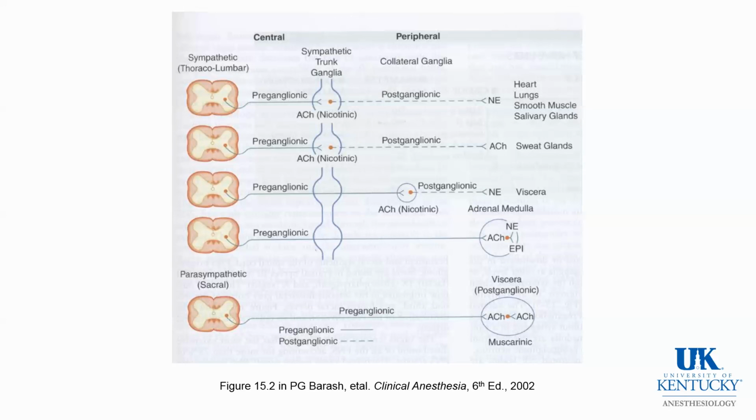This slide compares the various types of sympathetic nerves and parasympathetic nerves and illustrates where their primary nerves are located, where the ganglions are located, and where the peripheral distribution occurs.